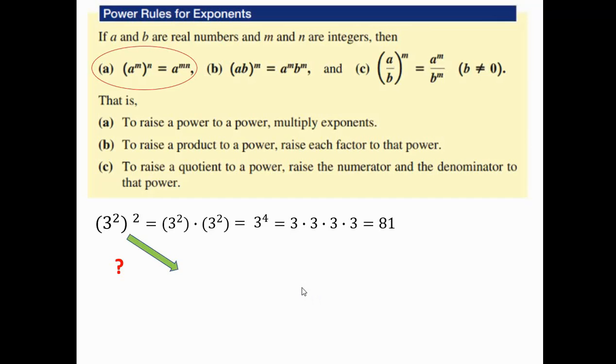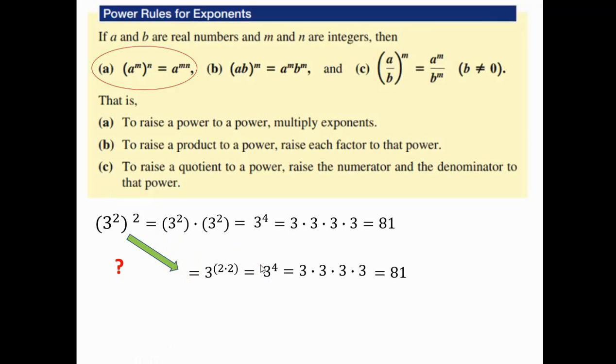So what we're going to do here is multiply our exponents. So we just multiply the 2 times the 2 here. Okay? That 3 to the quantity 2 times 2 is 3 to the 4th. And again, 3 to the 4th is 3 times 3 times 3 times 3, which is 81. So our rule holds using a number here. And you can try it out with other numbers if you would like to. But it does hold, okay?